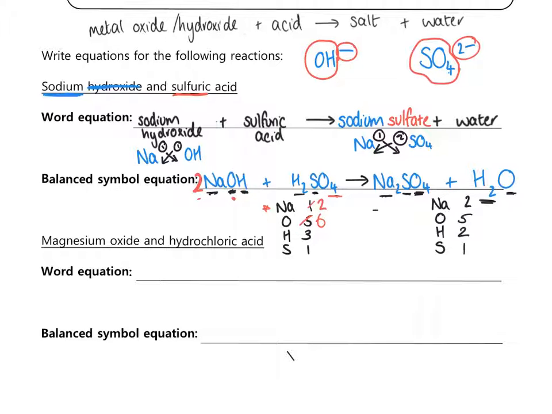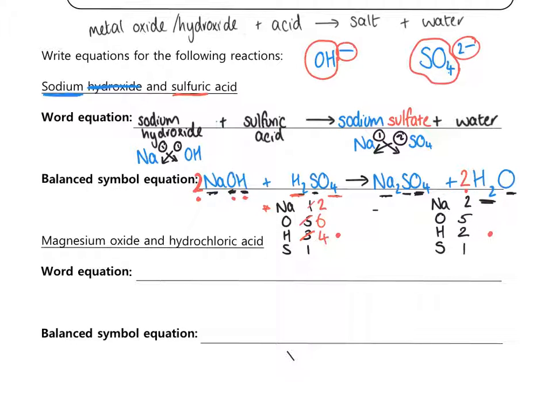Hydrogens now have been affected as well. I have 2 times my 1 hydrogen here, that's 2, plus the other 2 here, which is a total of 4. Okay, so you can see I fixed my sodiums, but my oxygens and hydrogens are not balanced. If you look at hydrogens, I've got 4 here and 2 here. So I need twice as many on the right hand side. I fix that by putting a 2 in front of my water.